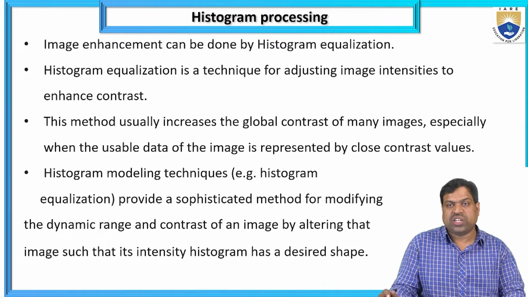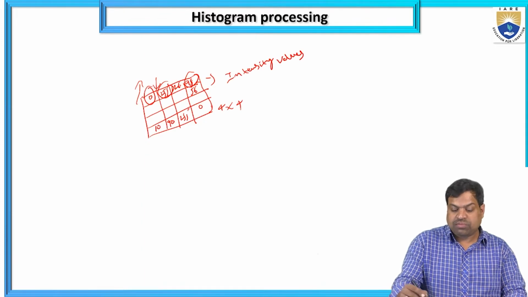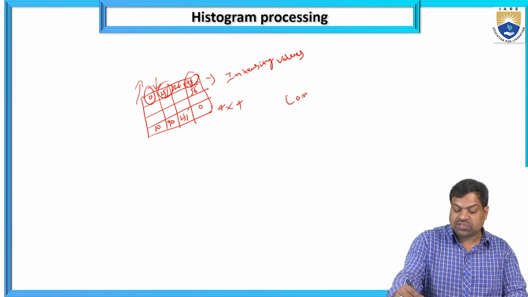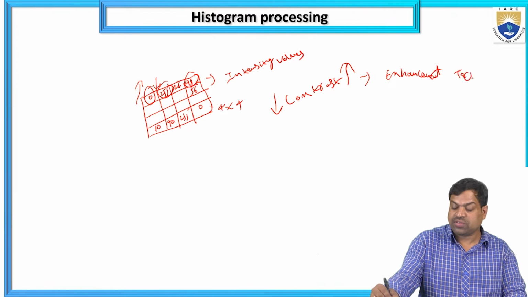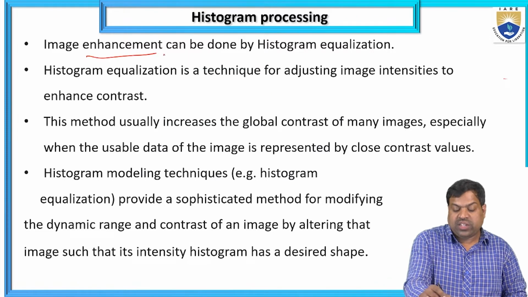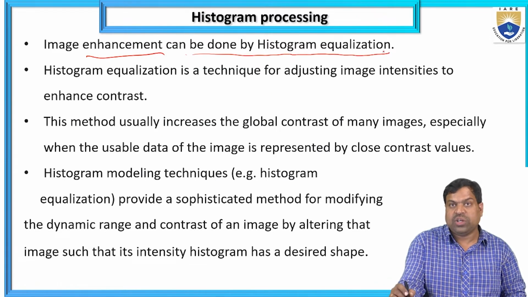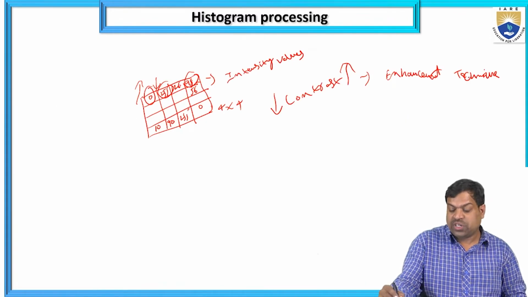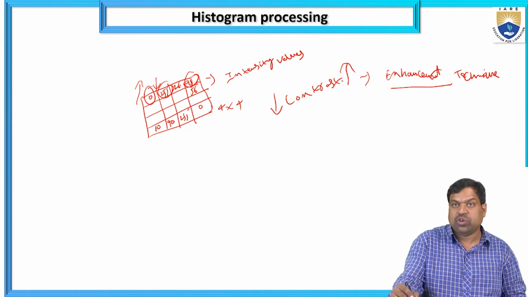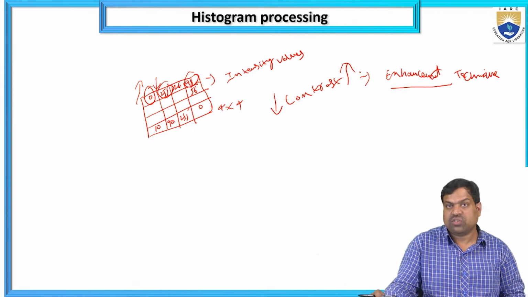So image enhancement can be done by histogram equalization. Suppose I want to improve the contrast, I have to increase or decrease it. Shall we call it enhancement? Yes, it is an enhancement technique. Image enhancement can be done by histogram equalization. So here I am doing some image enhancement. What is the enhancement technique? I have to improve the contrast levels.